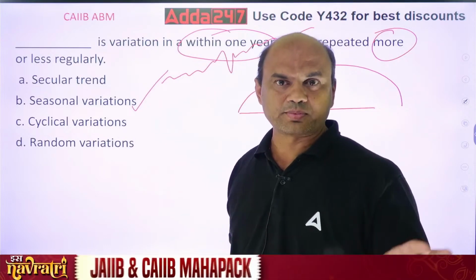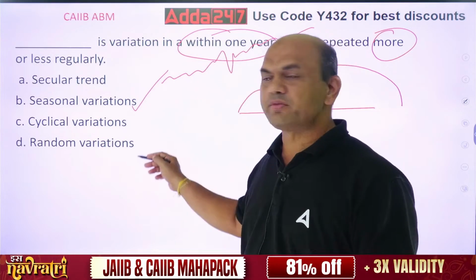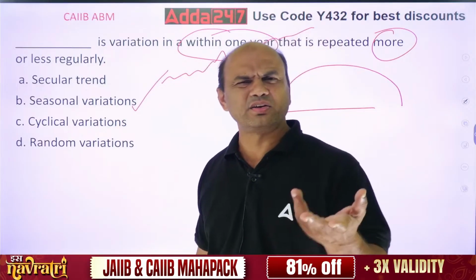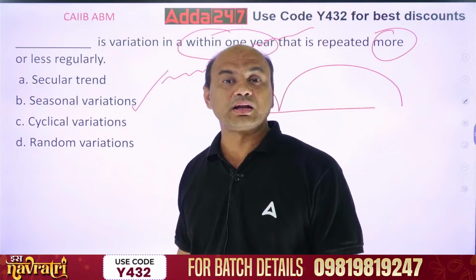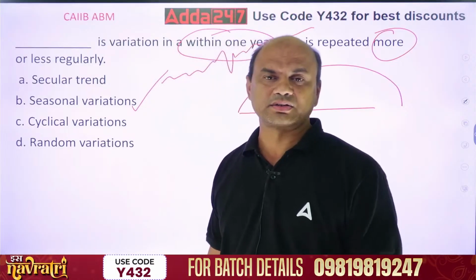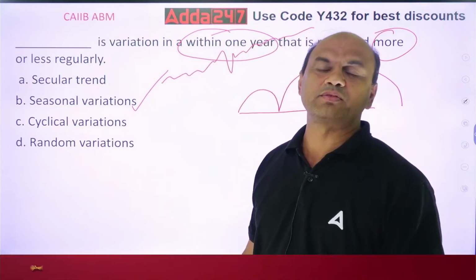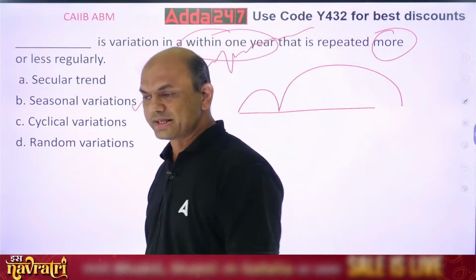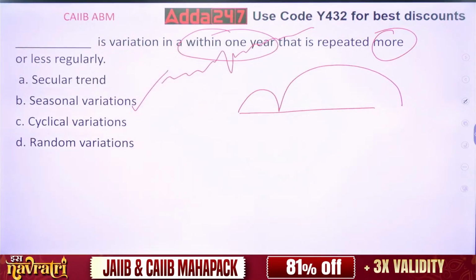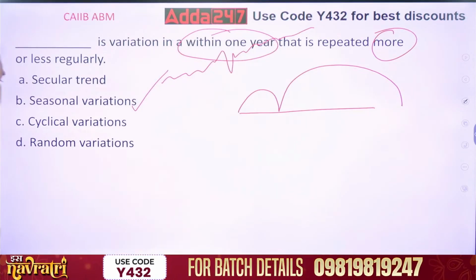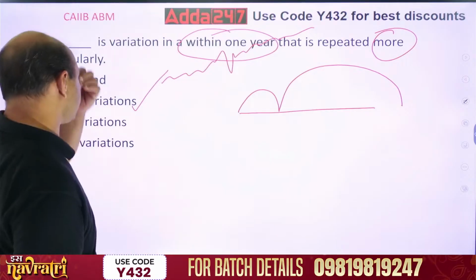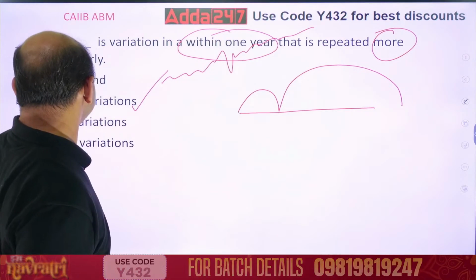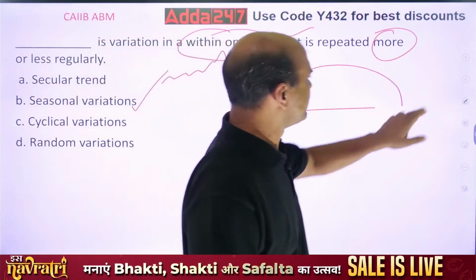can never predict. Random variation means random events, basically dacoity, terrorist attack, floods. You can never predict when there will be floods, when there will be a terrorist attack in your place, right? Got this point? So this is random variations. So what is the answer? The answer is seasonal. Got it?